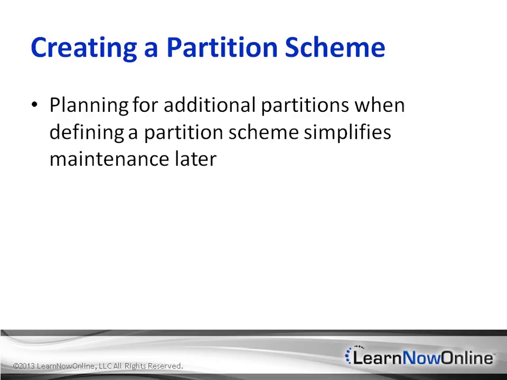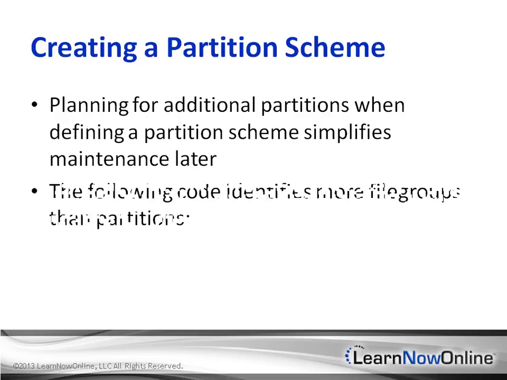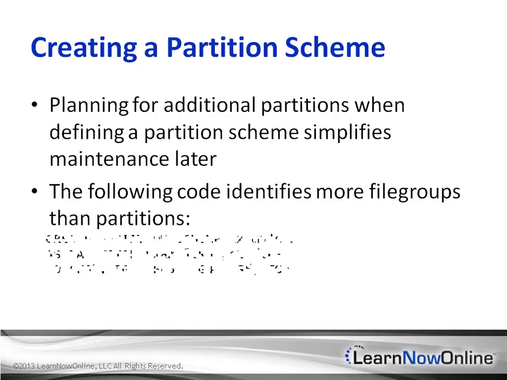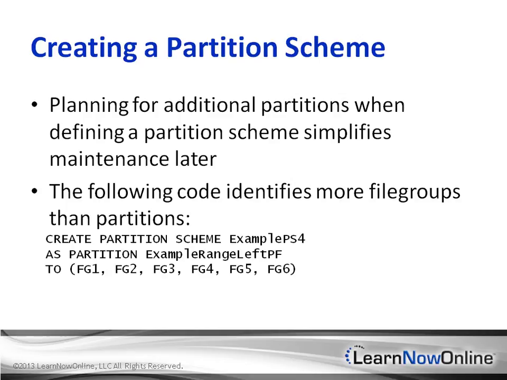If you plan for additional partitions when you define a partition scheme, it'll actually simplify your maintenance tasks later. In the following code, there are more file groups identified than there are partitions. If you remember in our prior example, we had 4 boundary values. That corresponds to 4 partitions. SQL Server will always create one additional partition to take care of any values that fall outside of those boundaries. So that accounts for 5 file groups. And here we have this FG6 defined, which is just going to be there for future use.